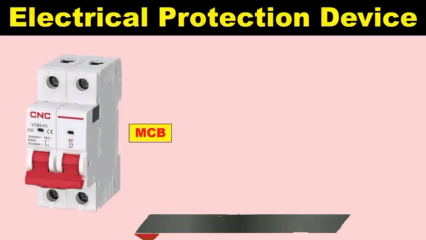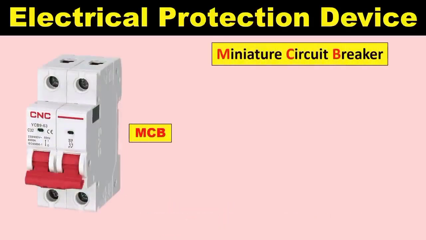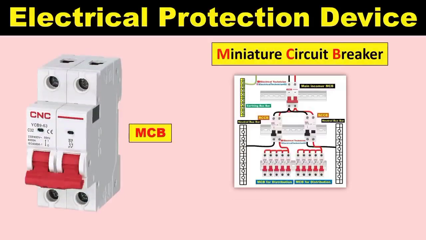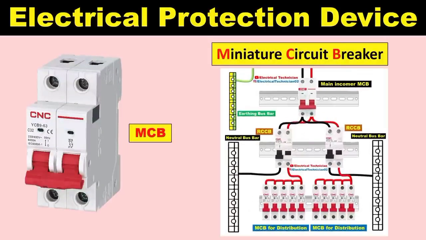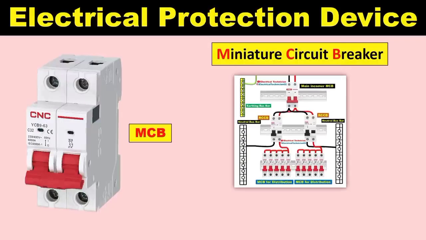The next device is MCB. Full form of MCB is miniature circuit breaker. MCB must have used in your home. If you look into the main distribution board of your home, there it is installed. Now why we use this MCB, listen this carefully.